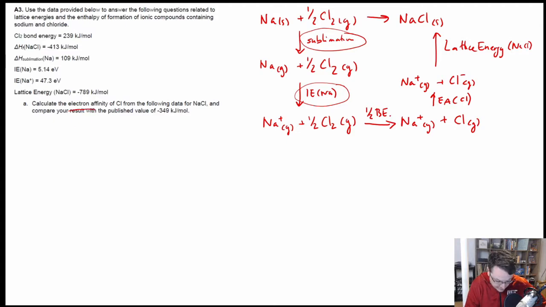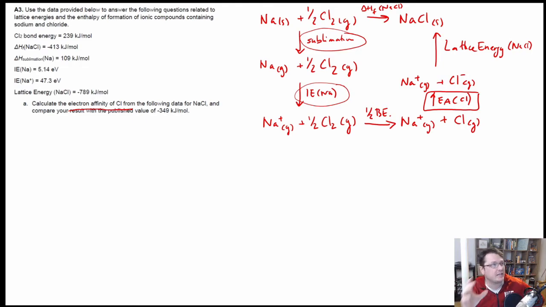So that's the thing that we're looking for. It's asking you here to get the electron affinity. So this is what we're aiming for in this case. And then we have the lattice energy of sodium chloride as well. And then the thing to think about is that we also have the delta H of formation. So that's essentially the value of everything going together to form the sodium chloride.